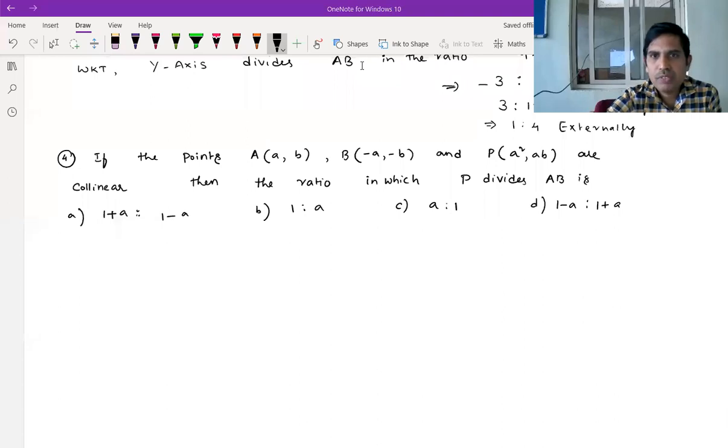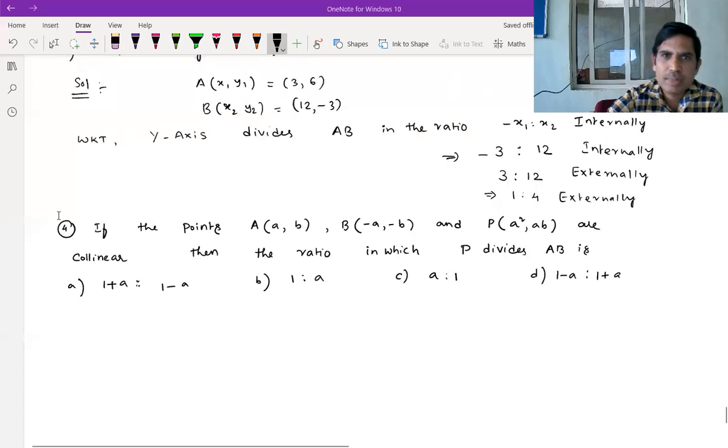Can we solve this problem with the formula, sir? We can solve with the formula only. So already, sir, please explain question 3 once again. What is there to explain? Y-axis, A point, B point given. Y-axis divides in what ratio? Minus x1 is to x2 internally. Replace x1, x2 there: minus 3 is to 12. So we are getting a negative ratio. I made it a positive ratio; this internally is written as externally. 3 is to 12 is nothing but 1 is to 4. So listen with interest, and the concentration should be there. Then you can easily understand.